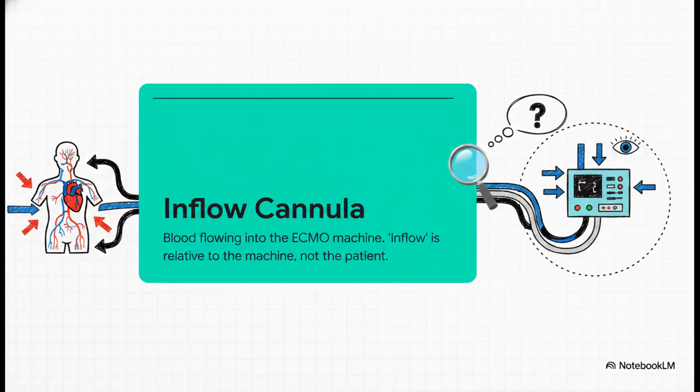Okay, this one is so important to get right because it's all about perspective. You might hear the drainage line called the inflow cannula, and that's one of the most confusing terms out there, because inflow totally sounds like something is going into the patient, right? But you have to remember, the frame of reference here is the ECMO machine. It's blood flowing into the machine. Getting that one little detail straight can prevent so much confusion.